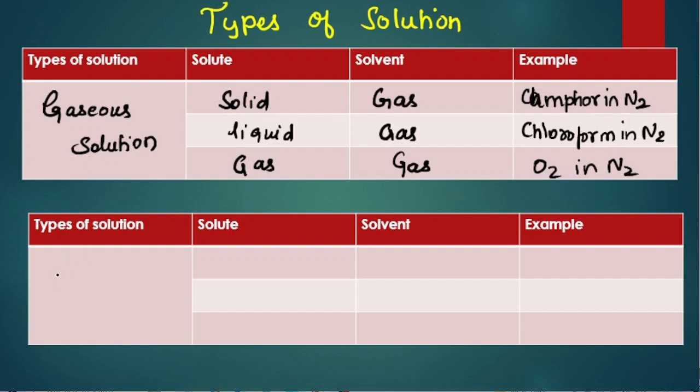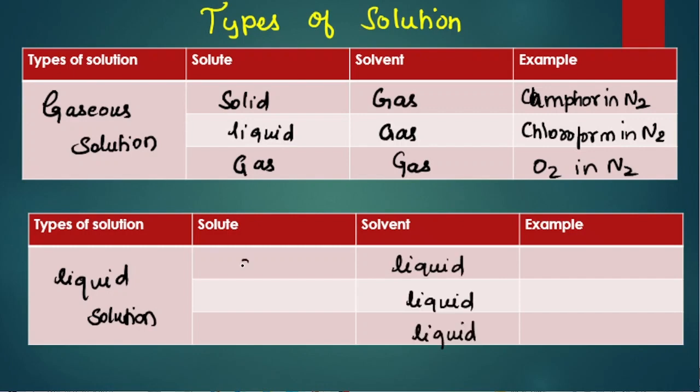Okay, the next type of solution is the liquid solution. If it is a liquid solution, then surely the solvent is going to be liquid. Your solute can be solid, liquid or gas. A very good example that I gave earlier, for solid in liquid, is glucose. Glucose in water is the very best example of solid in liquid. It is a solid, right? Glucose is a solid mixed with liquid.